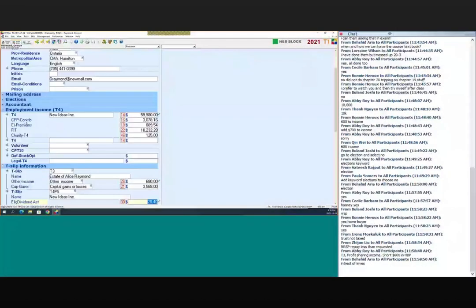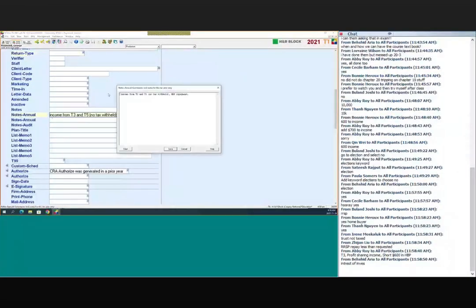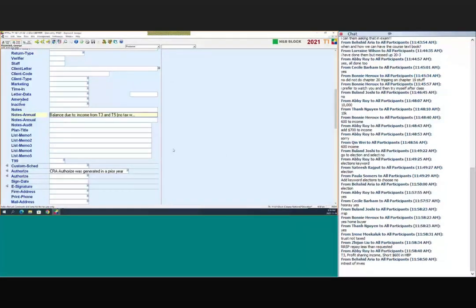We're going to go to the accountant section, and we're going to go to notes annual, and we're going to write in balance due to income from T3s and T5s and the home buyer plan repayment. There you go. So that explains his tax return.